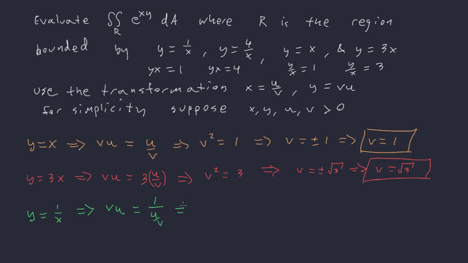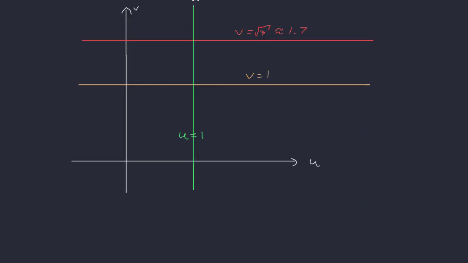So when we invert and multiply, or if we just multiply this over as is, we'll get vu times u over v is equal to 1. And here the v's will cancel, and we'll get u squared is equal to 1. So u is equal to, I'll just go ahead and skip the plus and minus part because we're only picking the positive guys. And we'll get u is equal to 1. Okay, here we go. On the UV axis, u equals 1 is this vertical line.